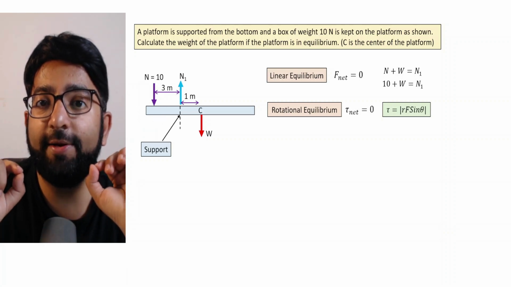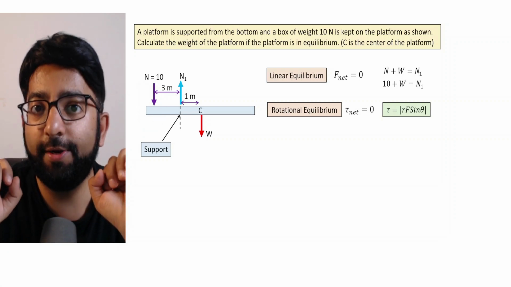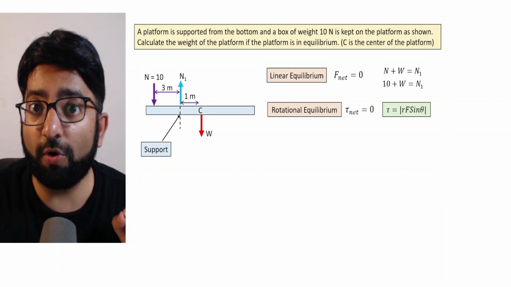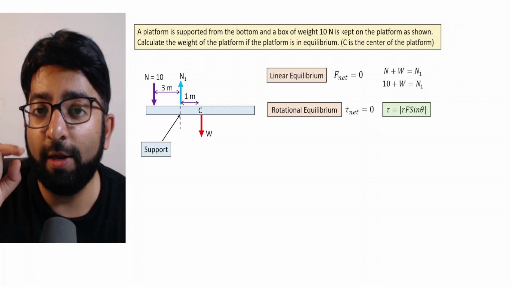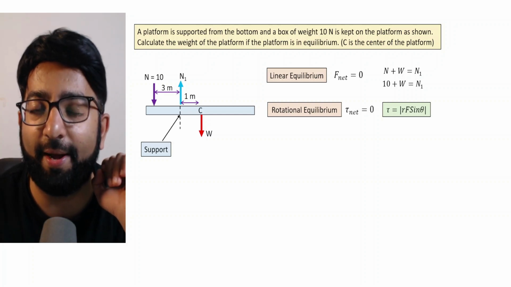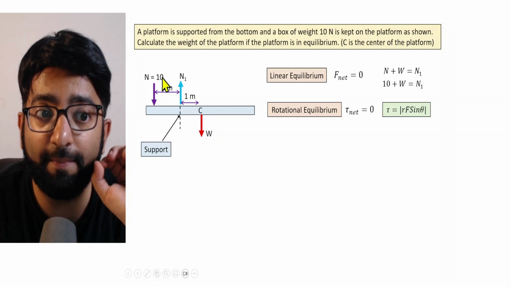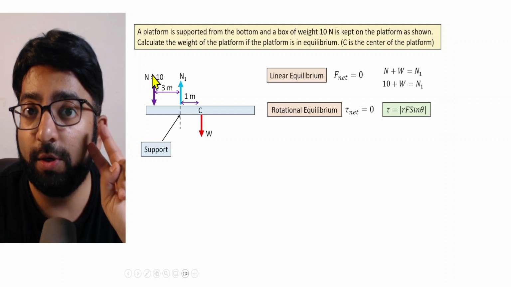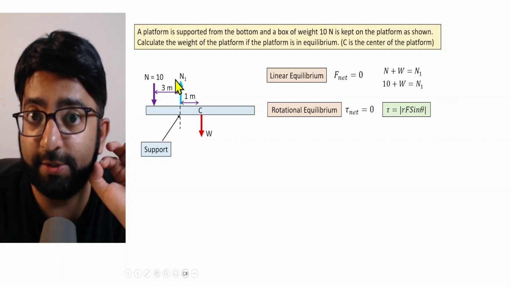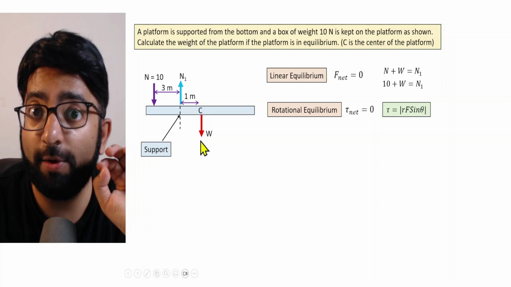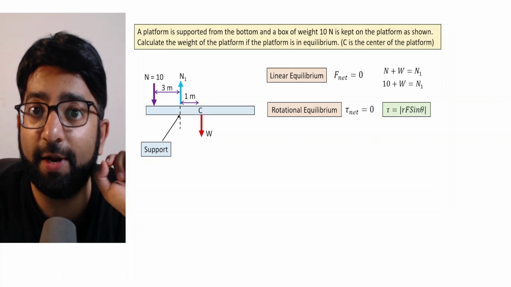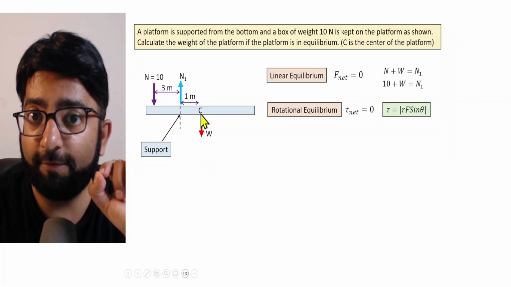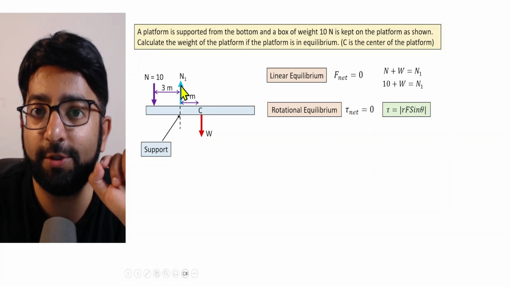Although we can find torques about any point since the platform is in equilibrium, it will be easier for us to do the torque calculations if torque is to be found about a point through which unknown forces are being applied. For example, in this diagram, N is equal to 10, so the value is mentioned. That is not an unknown force. The two unknown forces are N1, which is coming from the support, and W, the weight of the platform. So it is preferable to find the torques either about the C point, which is the center of the platform, or this point through which N1 is passing.